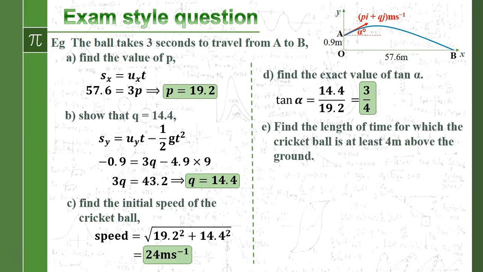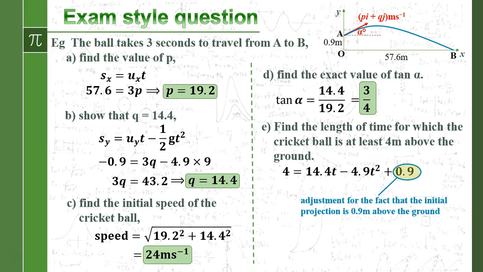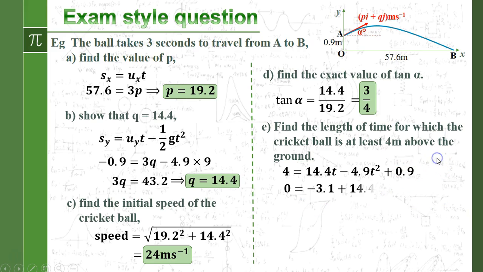On we go. It says find the length of time for which the cricket ball is at least 4 metres above the ground. So here we go again. So we've got our vertical components. So there's the 4. And again, this bit here is what we would have if it had been projected from the ground. But because it's been projected from 0.9 metres above the ground, I've added on the 0.9 to adjust for that. And so that becomes a nice simple quadratic. And we can bang it into the calculator and get our values.